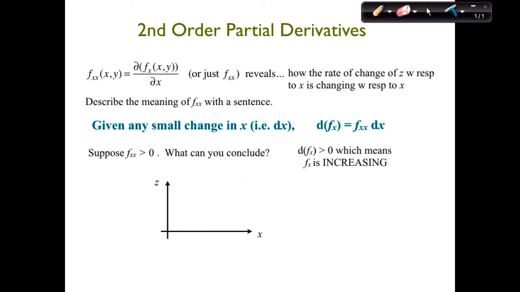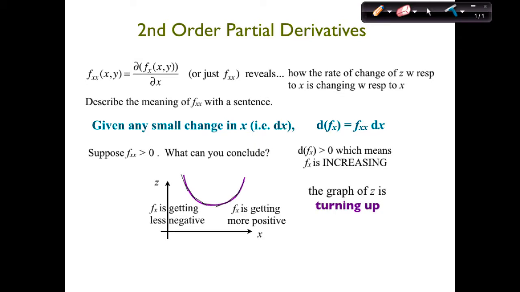Watch it again. This is the partial with respect to x getting less negative as x increases, or the partial fx getting more positive as x increases. So the resulting graph of z is turning up. Whether it's going down or up doesn't matter, but it's always turning up. And that's what concave up means. It means that your derivative is getting less negative or more positive.